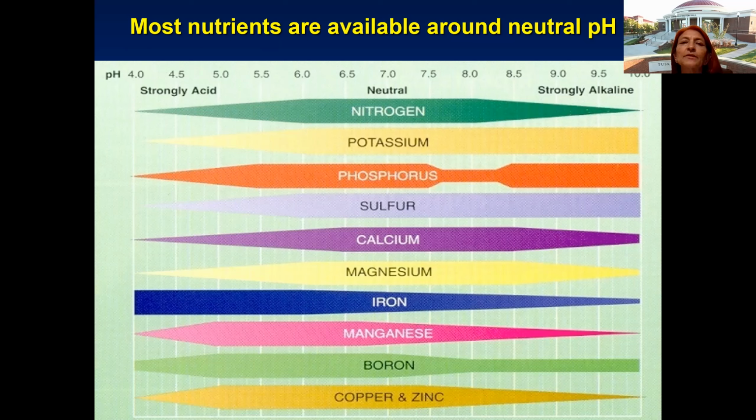So maintaining soil at the right pH is very, very important, because although there are different nutrients present in the soil, they may not be available to the plant roots if the pH is not suitable for these fertilizers to be available, as is seen in this chart.